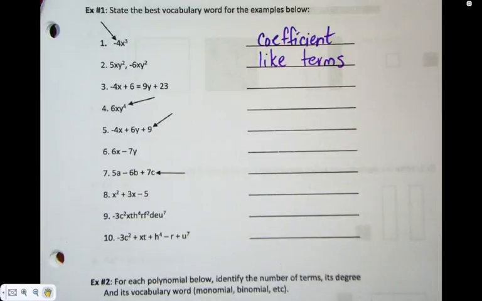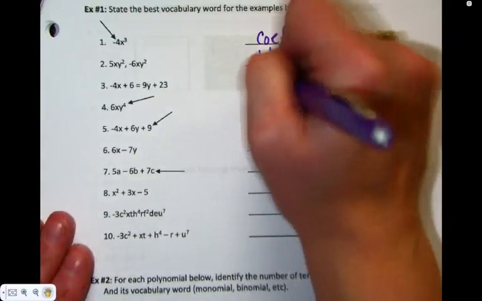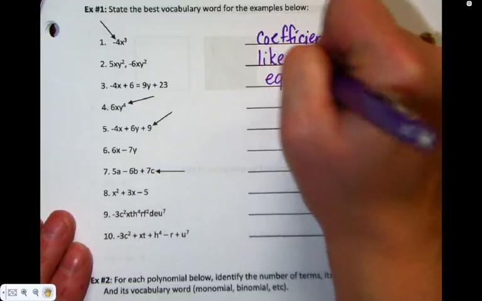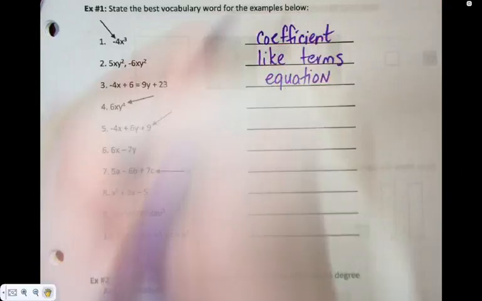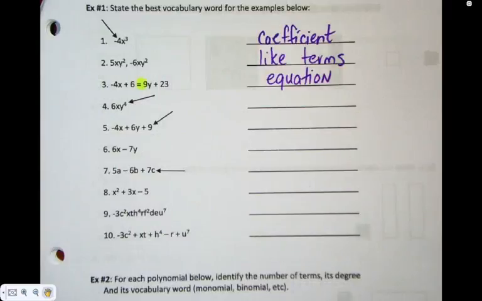Negative 4x plus 6 equals 9y plus 23. Yes, there's variables in there, there's coefficients, there's constants. What are they probably wanting us to say with the equal sign in there? What's the best vocabulary word? Equation. And I'm just going to highlight, we picked that one because of the equal sign.